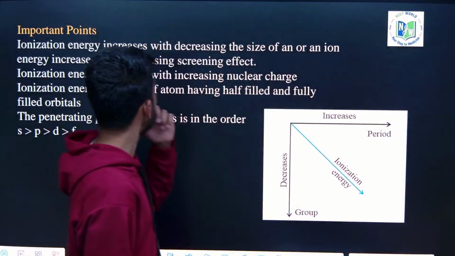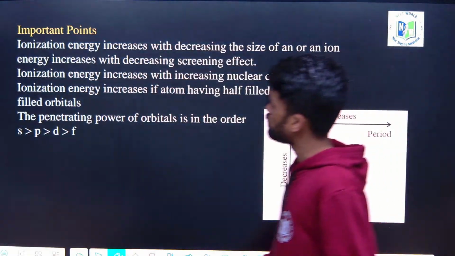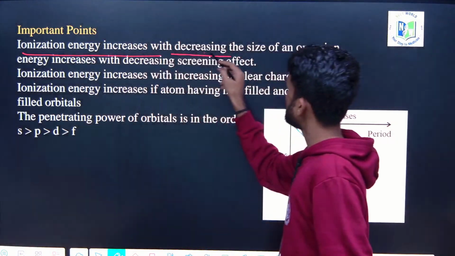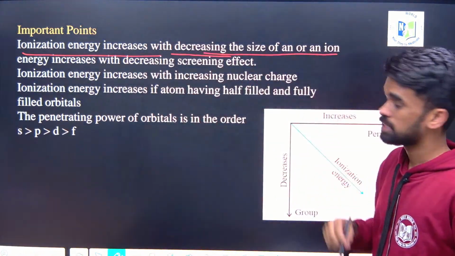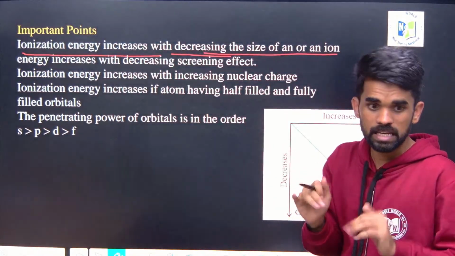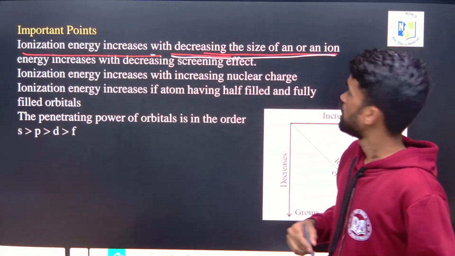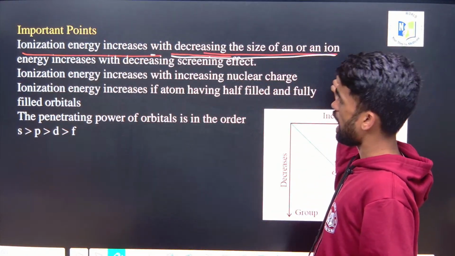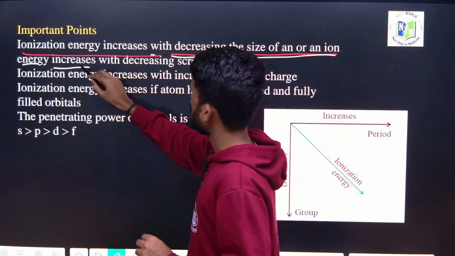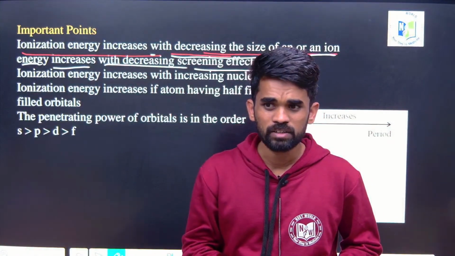Tell me, okay, important points here. What are the important points we need to mention here? Ionization energy increases with decrease in the size. So if small size, more ionization energy; large size, less ionization energy. And for an atom or an ion, ionization energy increases with decrease in the screening effect. What is the screening effect?